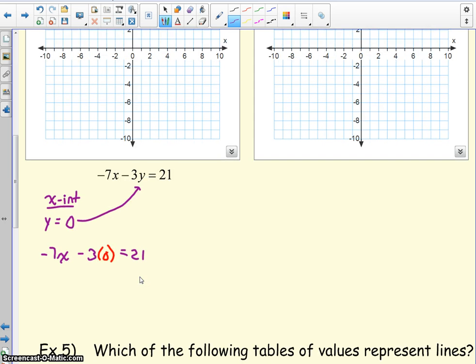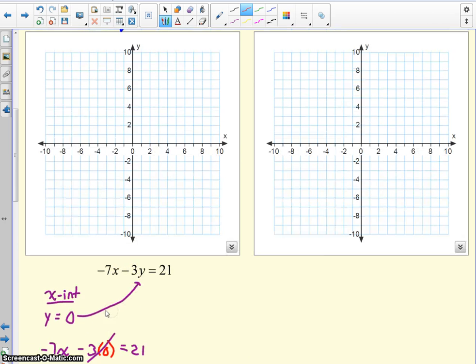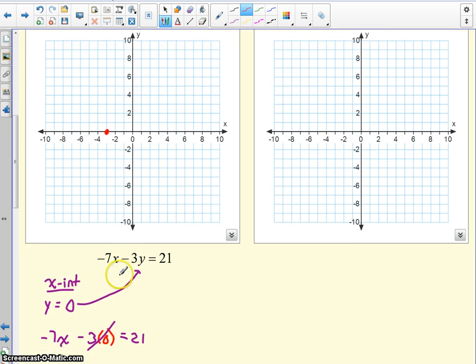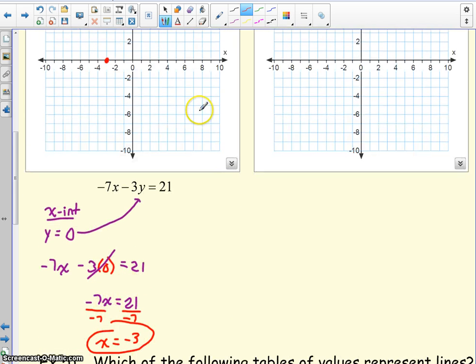Once we've replaced the y with 0, we can rearrange the equation and solve for x. Negative 3 times 0 is just 0, so that goes away. I'm just left with negative 7x equals 21. If I divide both sides of the equation by negative 7, I'm left with x equals 21 divided by negative 7, which is negative 3. That's telling me my x-intercept on the graph is going to be over here at negative 3. That's how I find the x-intercept.